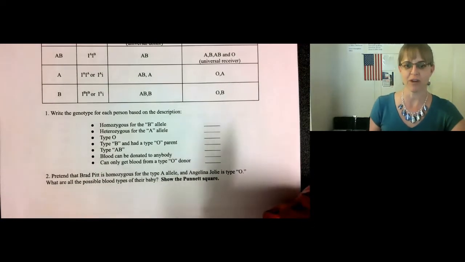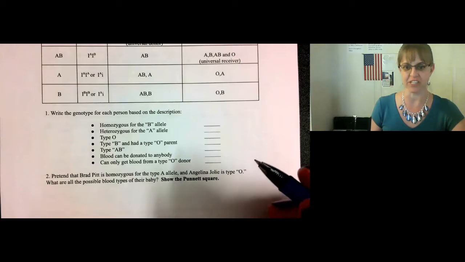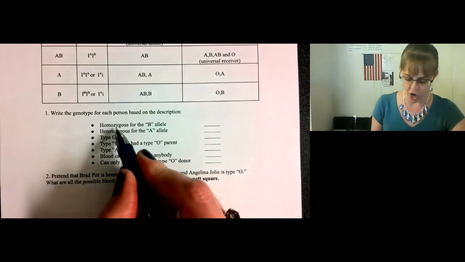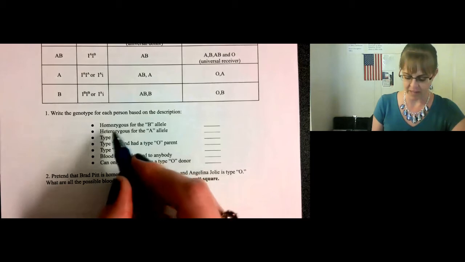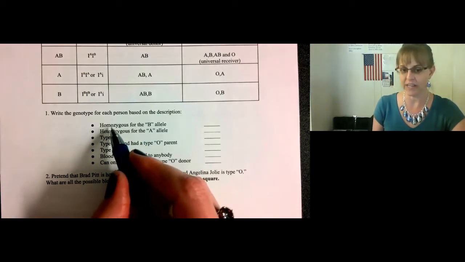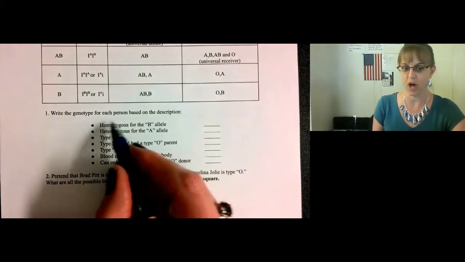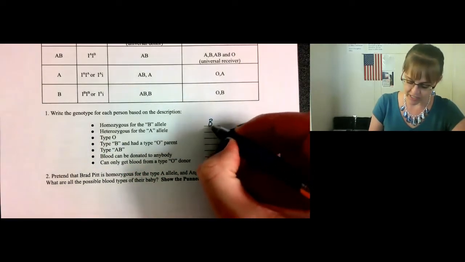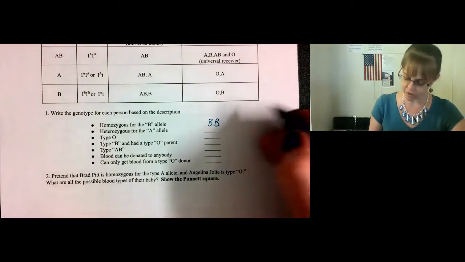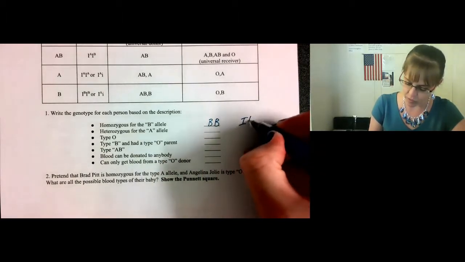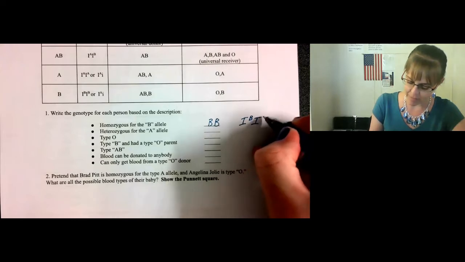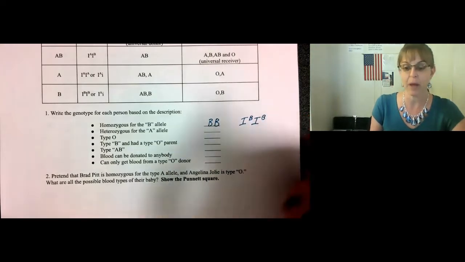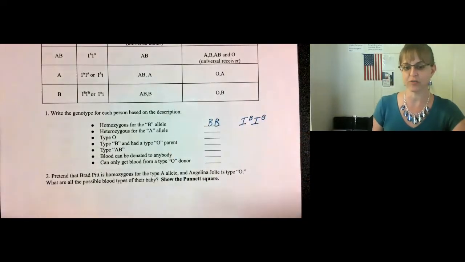So for number 1, write the genotype for each person based on the description. If they are homozygous for the B allele, that means they have one type of gene, homozygous, same, for the B allele. That means both of their genes are B. Another correct answer would be a capital I with a superscript of B and capital I with a superscript of B. Both of these are correct. You keep going and answer the rest of the questions on number 1.